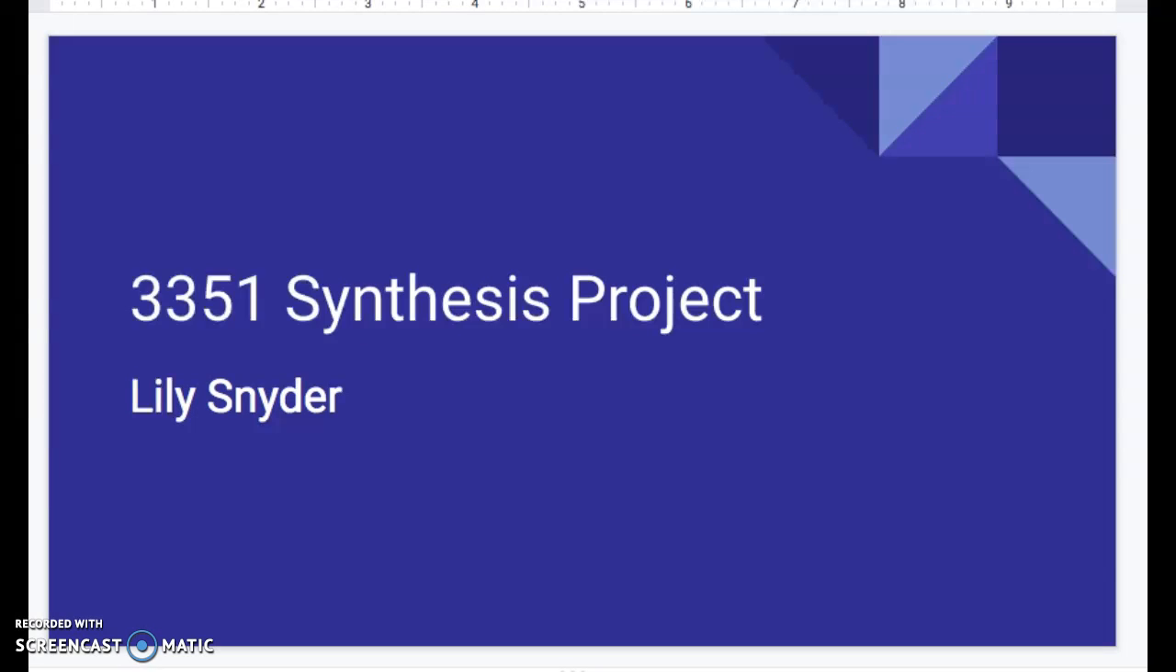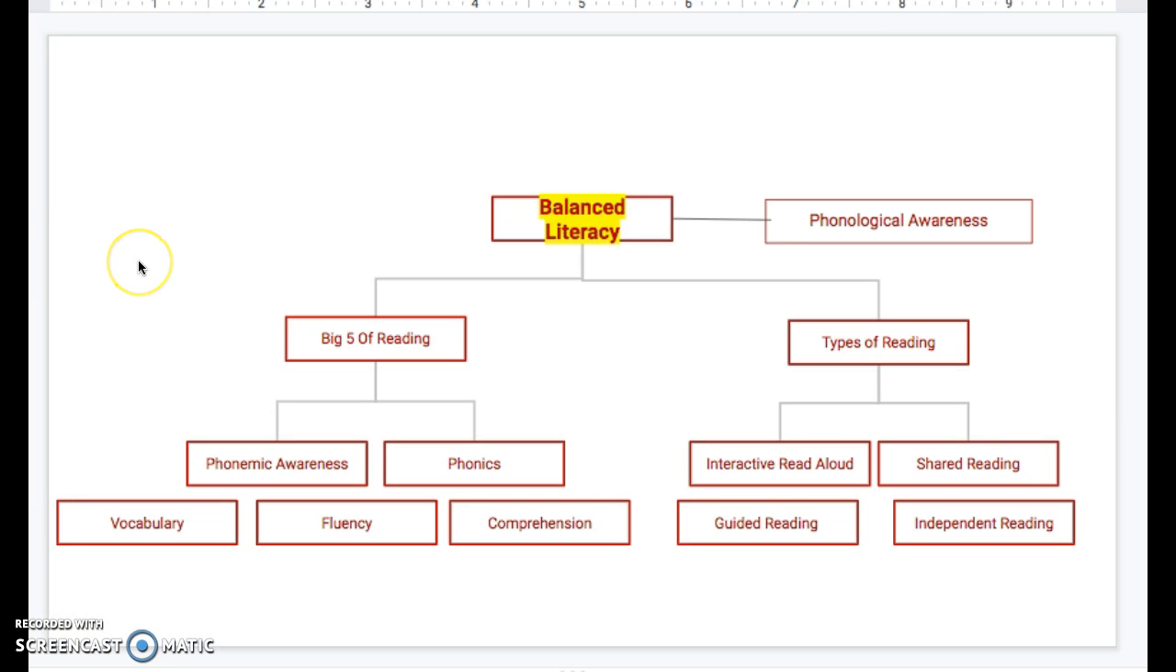My name is Lily Snyder, and this is my 3351 final synthesis project. This is the first graphic organizer that will pretty much sum up everything that I'm going to talk about in this presentation. In an attempt to summarize an entire semester of learning in a 5-minute video, I will be talking about the topics that stood out to me the most throughout this course.